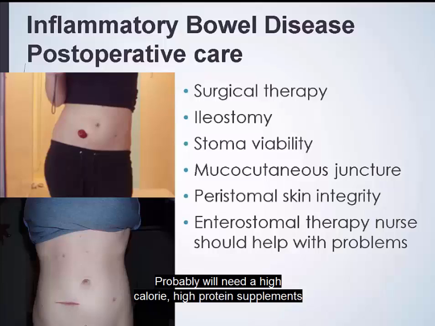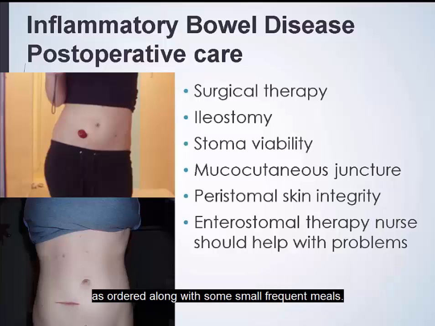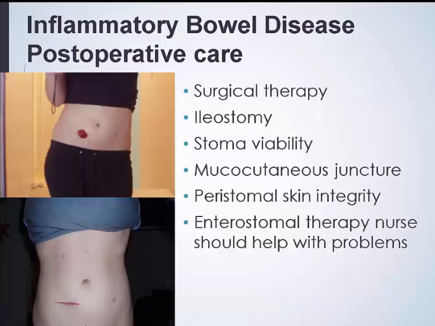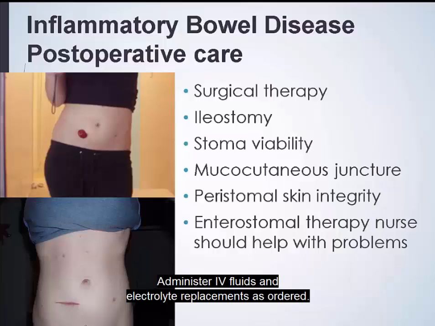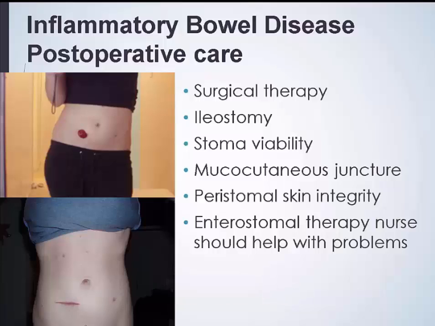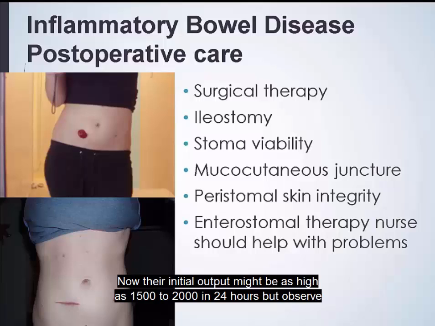Probably will need high-calorie, high-protein supplements as ordered, along with some small frequent meals. Administer IV fluids and electrolyte replacements as ordered. May need to give TPN. Now, their initial output might be as high as 1,500 to 2,000 in 24 hours, but observe for hemorrhage, abdominal abscesses, small bowel obstruction, and dehydration.